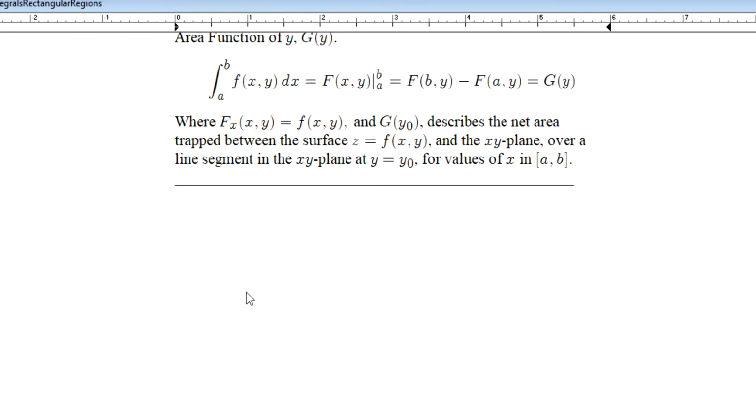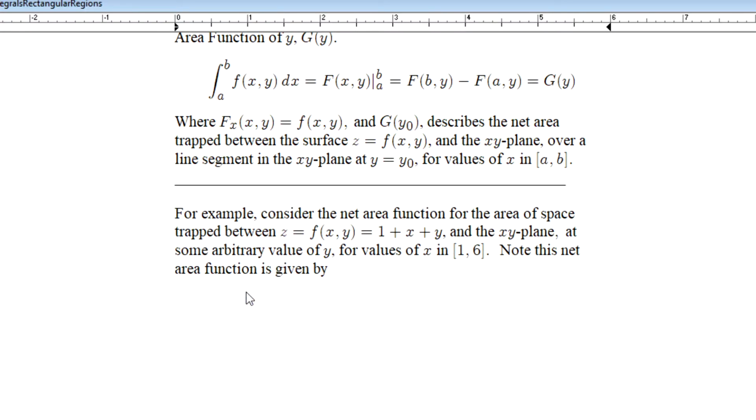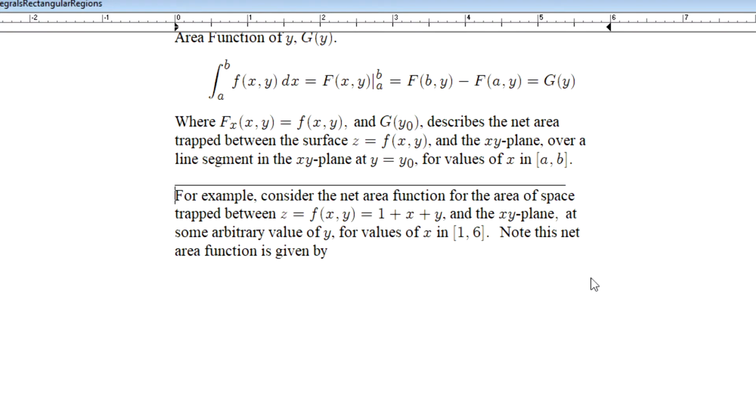To explore what I'm saying here, we might consider an example. For example, we might consider the net area function for the area trapped between this function here, given by 1 plus x plus y, and the xy plane, at some arbitrary value of y for values of x in the closed interval from 1 to 6. This is going to produce a net area function, and the value of this net area function is going to be given by a linear integration.